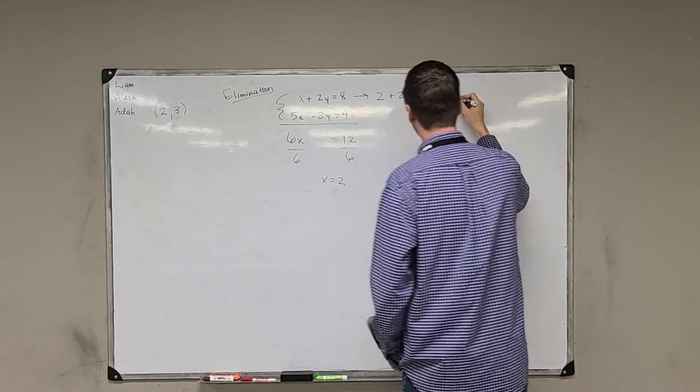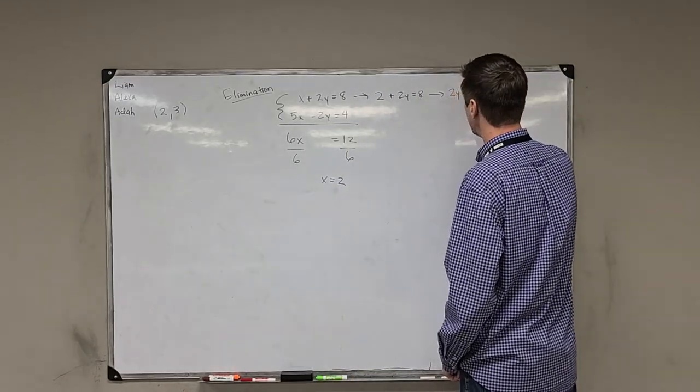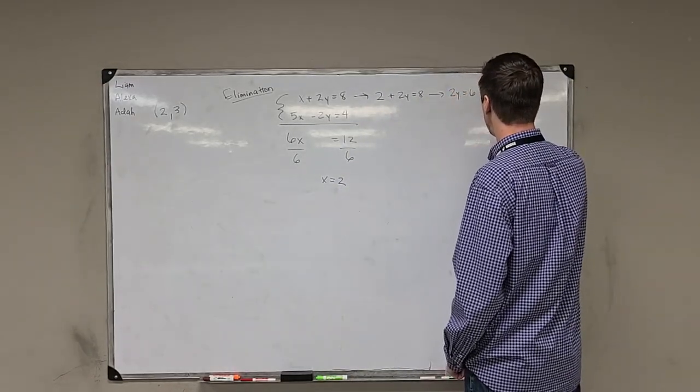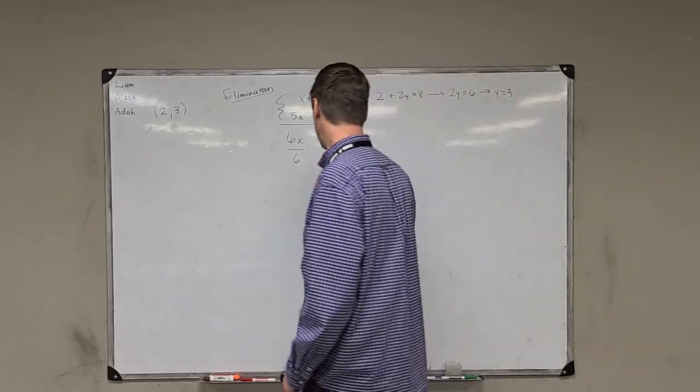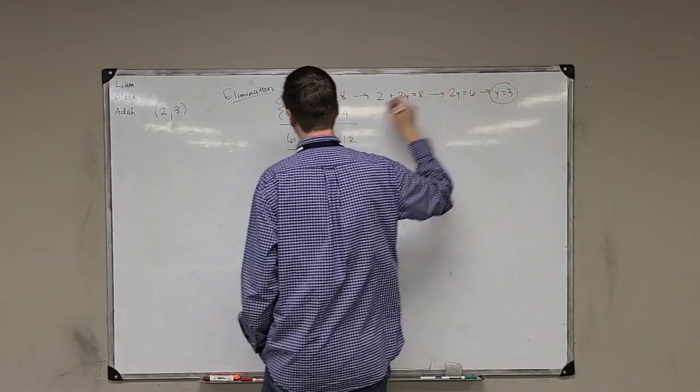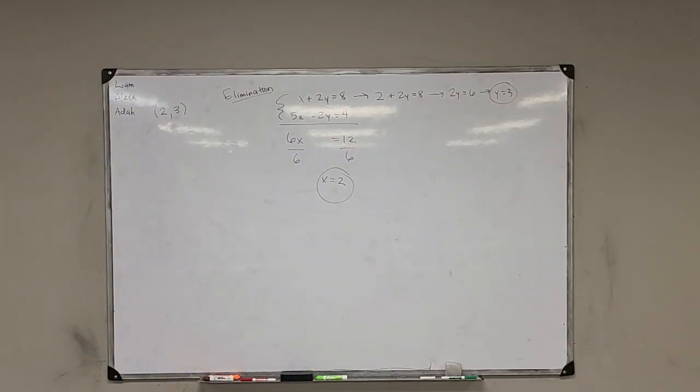And from there, I'm going to move the 2 over, so I get 2y equals 6. And then I divide both sides by 2, and I get y equals 3, right? So I end up getting the same exact ordered pair that I got when I used substitution. But it was just a little bit simpler, all right? So the equations will sort of dictate which one's the best one to use.